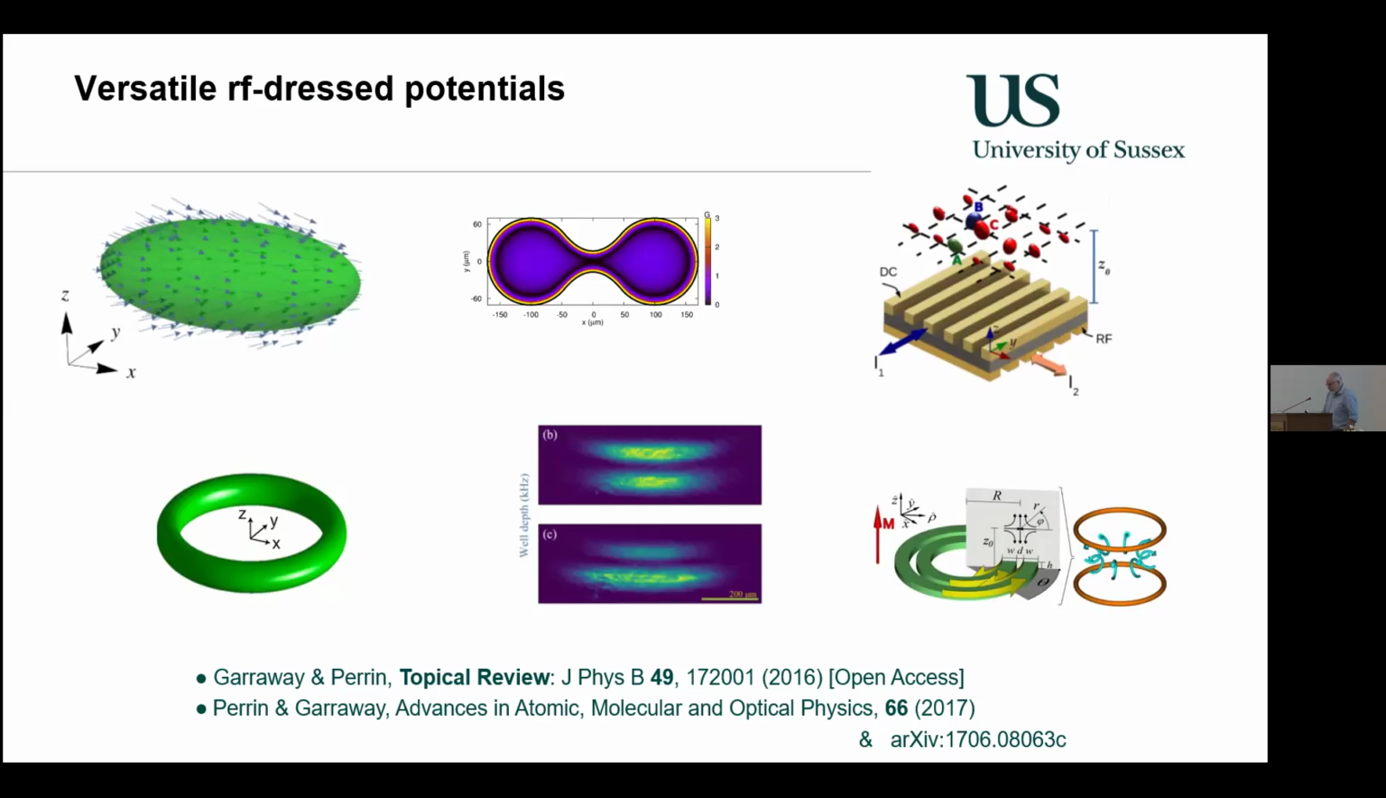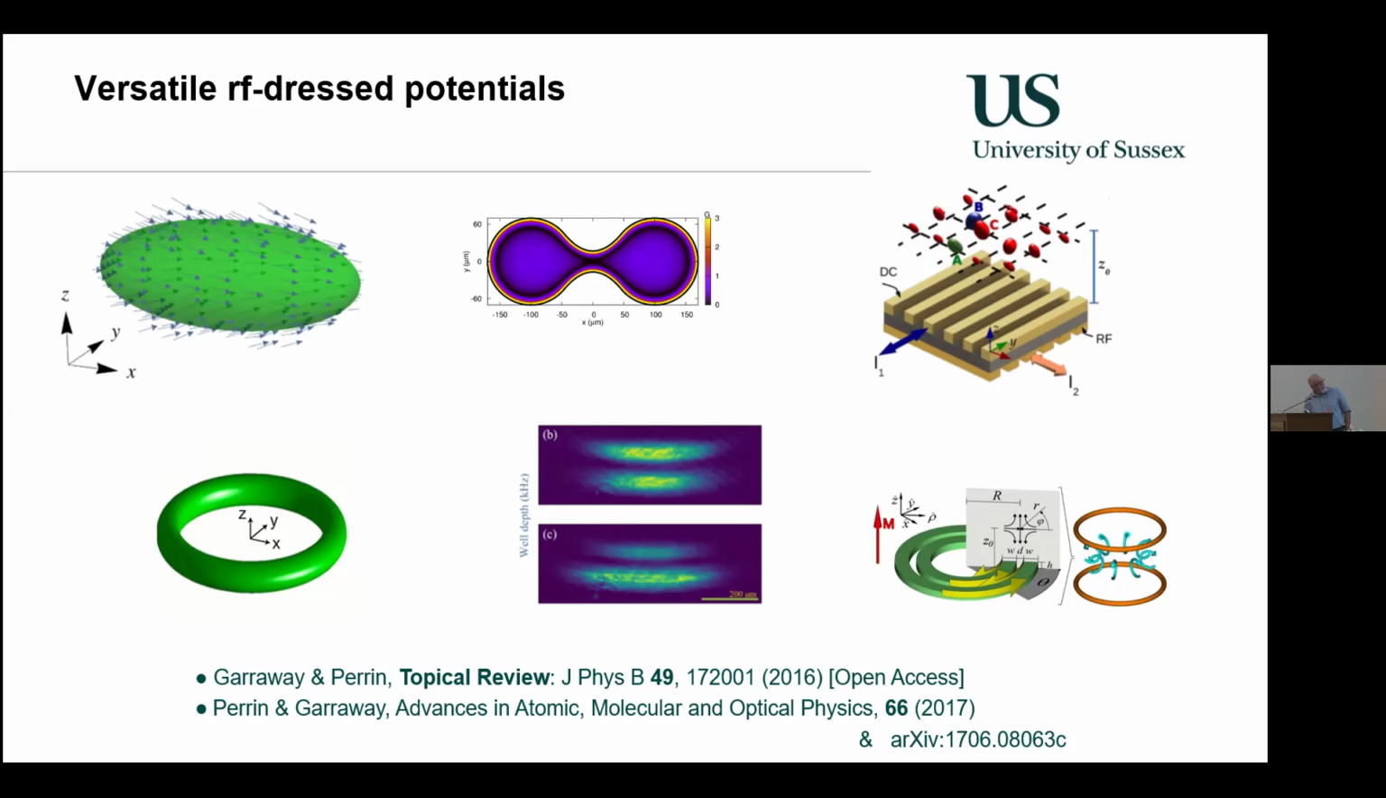Okay, so just to jump to the summary in a way, there are an awful lot of interesting shapes and topologies that you can make by using radio frequency dressing, and I'll explain how radio frequency dressing works in a minute, especially for the benefit of the students. For example, you can make these shell potentials, you can make rings, you can make double rings in principle. This is just theory at the moment. You can make double shells.